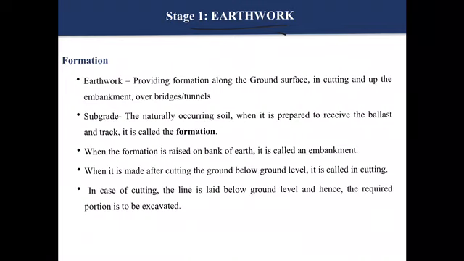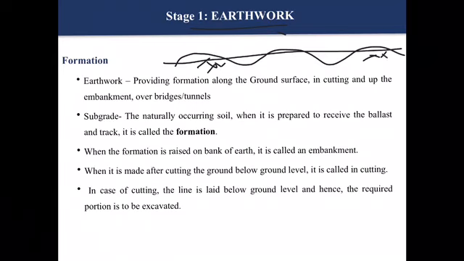Now, when you take any railway alignment, the ground surface will be irregular. You cannot lay your railway track on such irregular surfaces. So our first important work is to bring this ground to a level. Bringing the ground to a level is termed earthwork. The naturally occurring soil we call the subgrade, and this prepared level we call the formation.